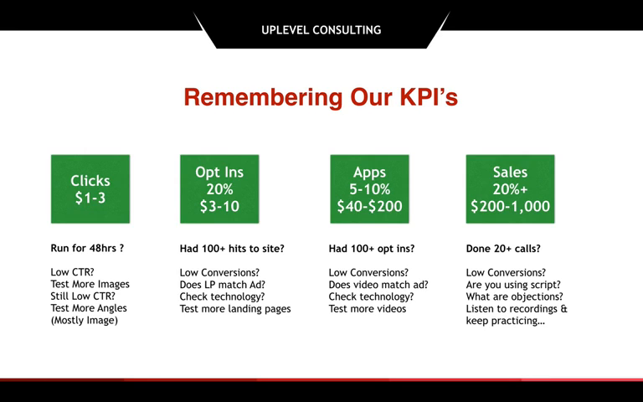And then we have applications. We should be having about 5 to 10% of people who opt in take us up on an application. And finally, we have sales. These are the people we do strategy sessions with, and the people who sign up and become a client. We should convert 20% of strategy sessions, which means we should be able to acquire customers from between $200 and $1,000, and we should be able to get applications from between 40 and 200. So these are our KPIs.